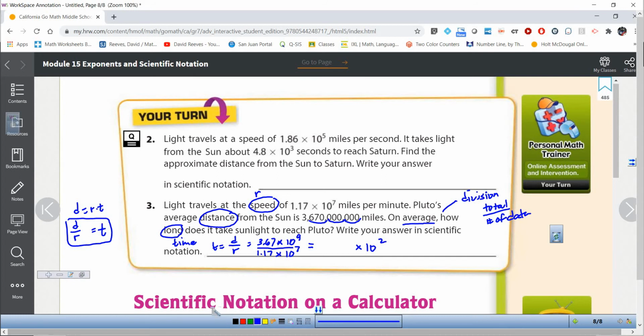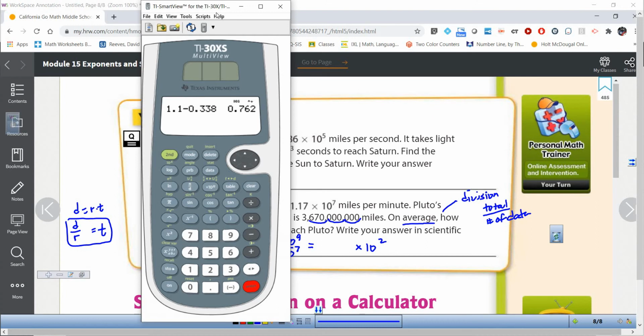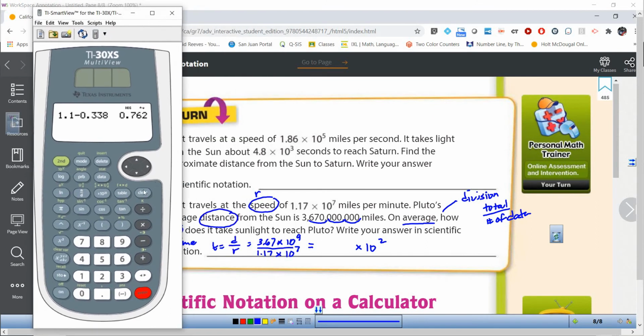And then I'm going to go ahead right now, and I said it's okay to use a calculator, especially for problems like this. I'm going to do 3.67 divided by 1.17, and I get 3.13 and so on. So they went 2 places here, so I'm going to go ahead and go 2 places.